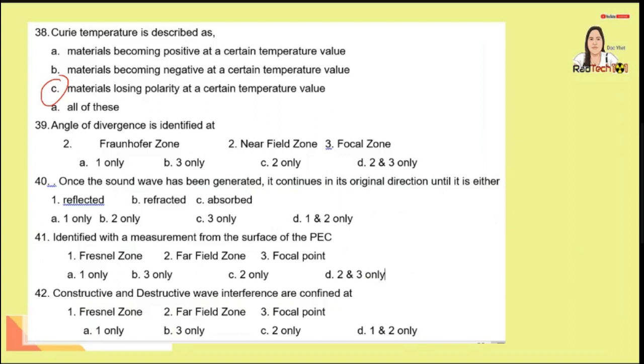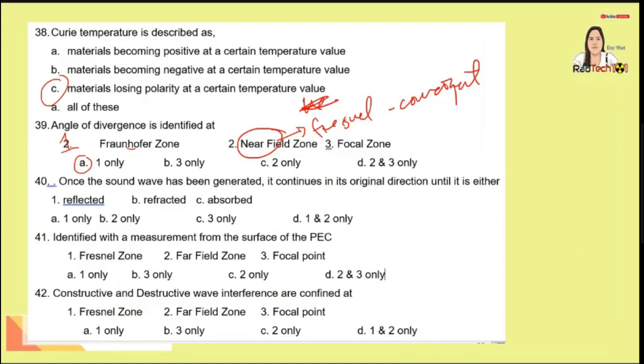39, angle of divergence is identified at letter A. So this is 1, 2, and 3. So sa Fraunhofer siya or the far field. So the near field, ito yung near field or yung ating Fresnel, wala na ito. Fresnel zone is convergent or convergence. Yung Fraunhofer or far field, so this is the divergent zone. Focal zone is at the center between the Fresnel and the Fraunhofer.